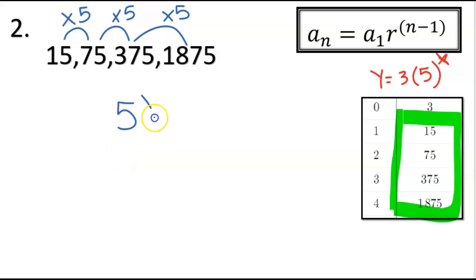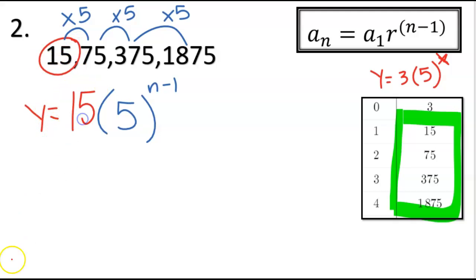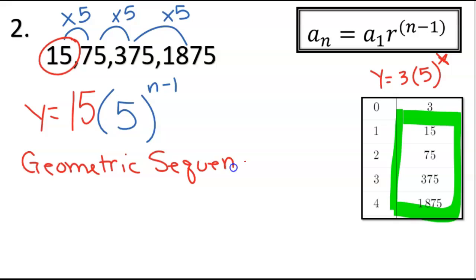So this is going to be 5 to the n minus 1 because my multiplier was 5. Put it on my desk. And my first number in the pattern was a 15. So that is my geometric sequence rule. This pattern is called a geometric sequence because I multiply to get to the next number in the pattern.